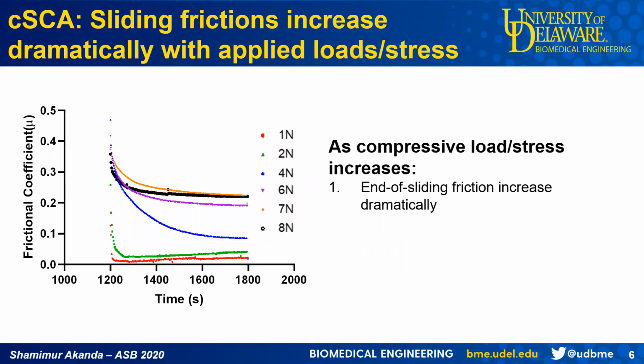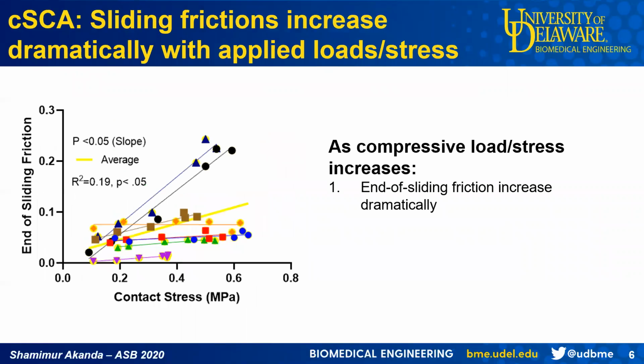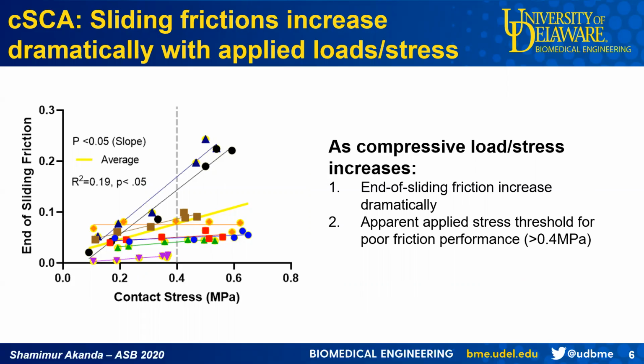This is the friction versus time for a representative explant for different loads. As compressive load increases, end of sliding friction increases dramatically. And here is the end of sliding friction data for all tested samples against contact stress. So there is an apparent applied stress threshold for poor friction performance.